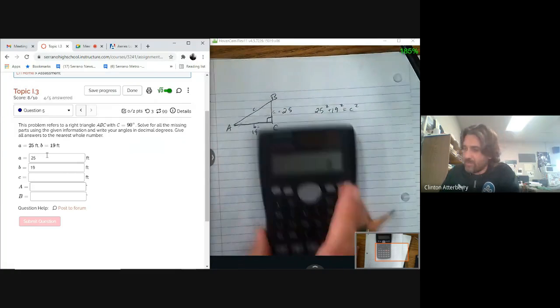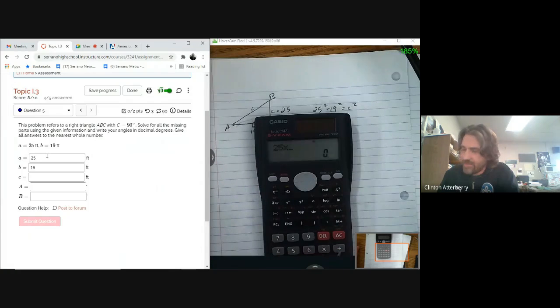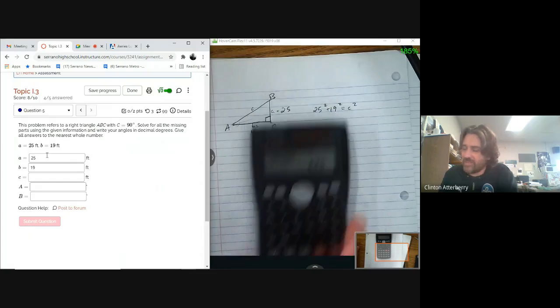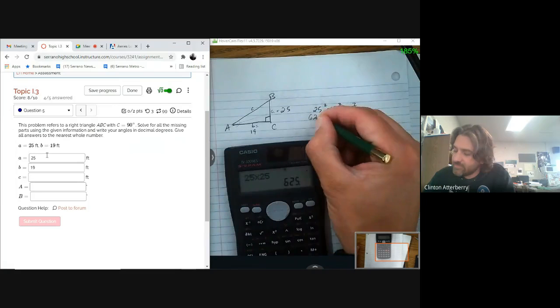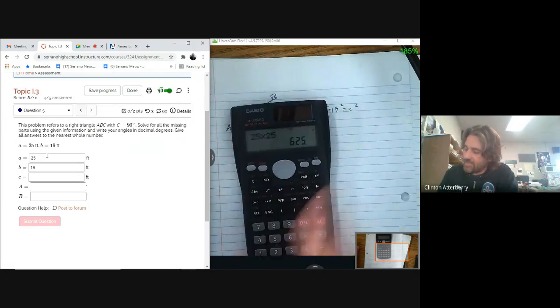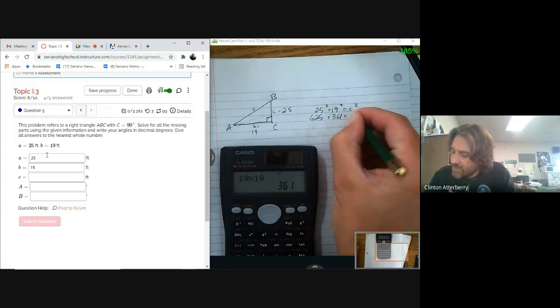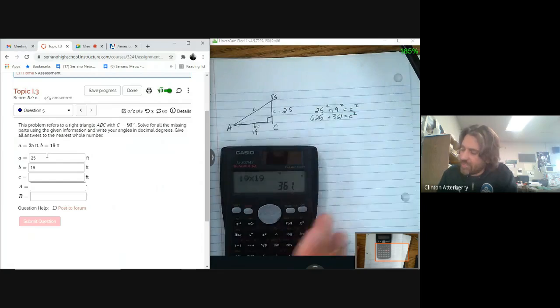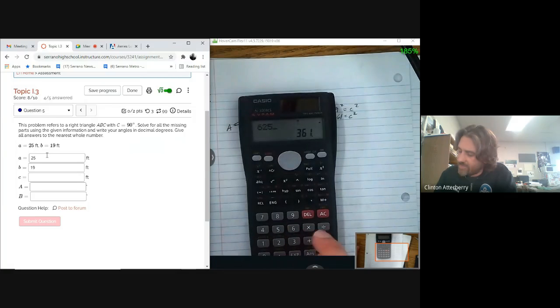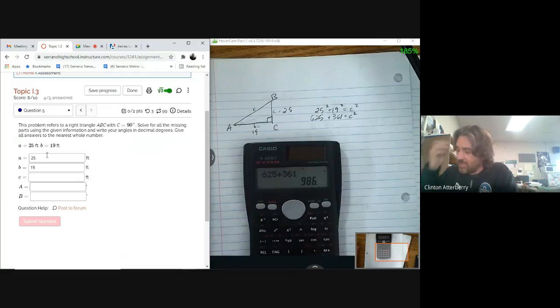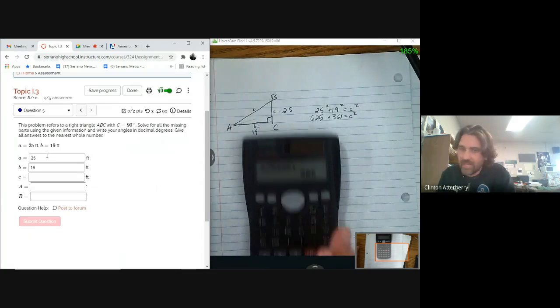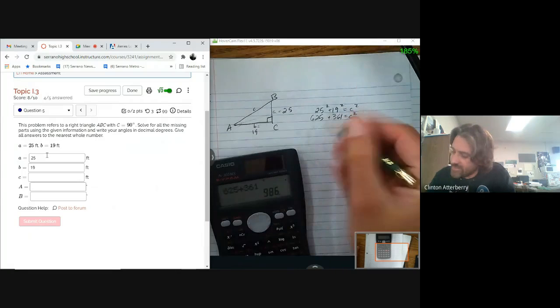So you don't got to worry about doing this stuff in your head. You can just do 25 times 25. That equals 625. 19 times 19 is 361. Now we don't know what c squared is, so we have to combine those. We got to say 625 plus 361, and I get 986.